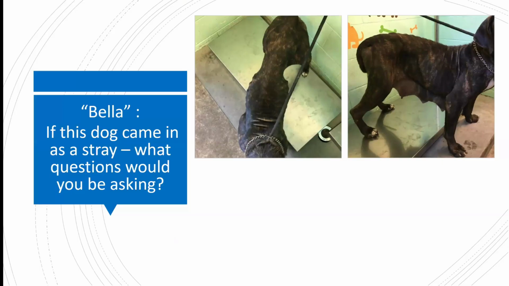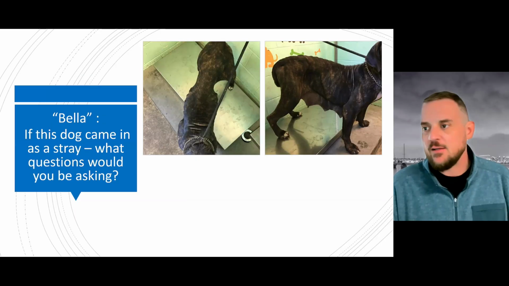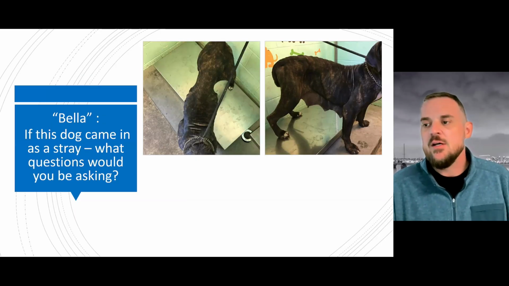So this is an example. This is a skinny dog that came in over the counter. And so my question to you, I want you to think about it real quick: what questions would you be asking the finder of this dog? And so obviously we just went through a bunch of them, right? Where'd you find it? Who are you? Do you know who this dog is? So on and so forth.